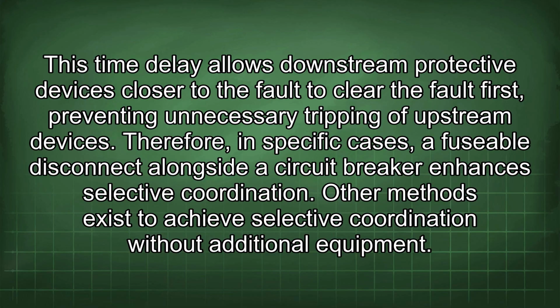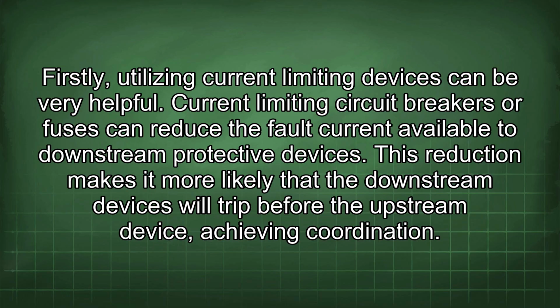Other methods exist to achieve selective coordination without additional equipment. Firstly, utilizing current-limiting devices can be very helpful. Current-limiting circuit breakers or fuses can reduce the fault current available to downstream protective devices. This reduction makes it more likely that the downstream devices will trip before the upstream device, achieving coordination.